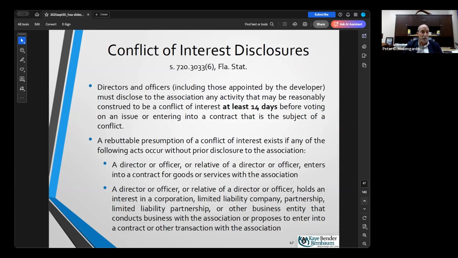A director or officer, or relative of a director or officer, holds an interest in a corporation, LLC, partnership, LLP, or other business entity that conducts business with the association or proposes to enter into a contract or other transaction with the association. So again, this applies to directors entering into these contracts, or the relatives of a director entering into contracts with the association.